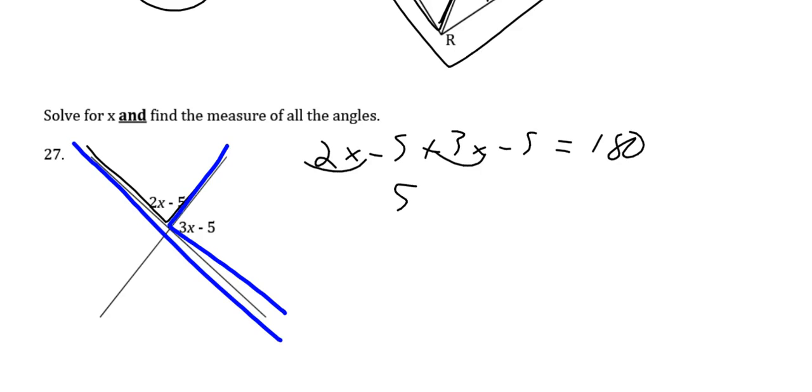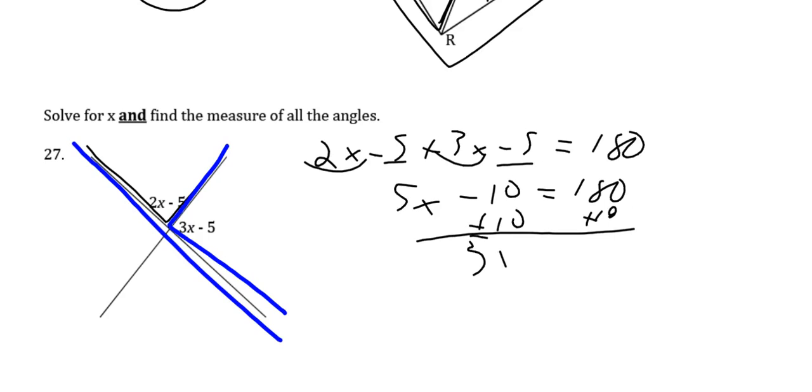2x plus 3x is 5x. Minus 5 is minus 10. I'm going to add 10 to both sides. That gives me 5x equals 190. And then divide by 5. X is 38. I'm not done because it says find x and all the angles.